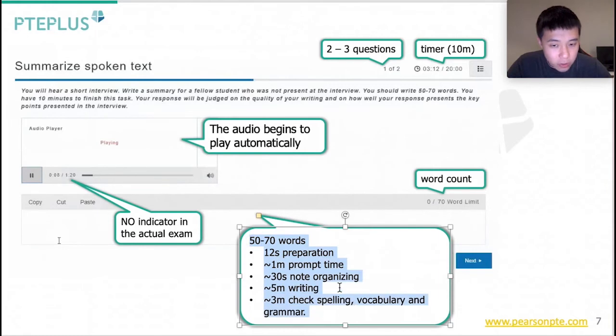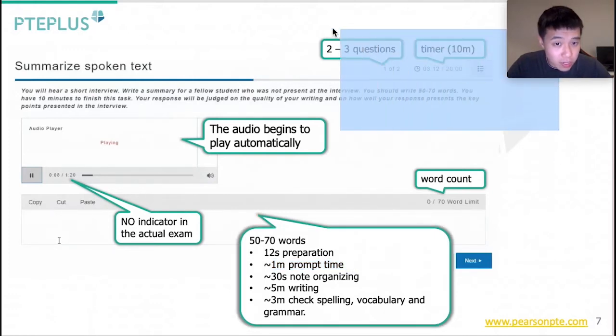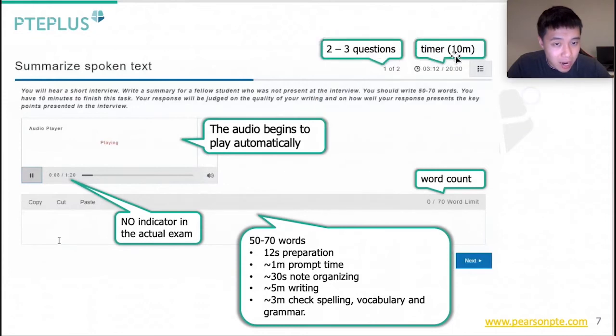And the whole process consists of several sections, right? So at first we have the 12 seconds preparation time, and then the audio would play for somewhere around 60 seconds to 120 seconds. And it's important to know that the 10 minutes time allocation is inclusive of the question prompt. So in reality, we're only getting somewhere between 8 to 9 minutes to complete the question.